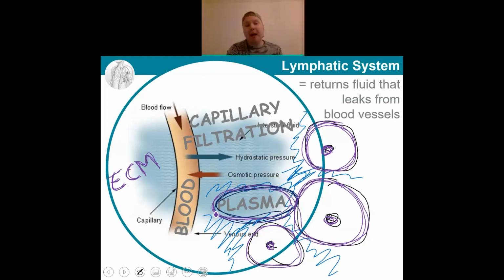And this empty space is filled with plasma. So it is plasma of the blood that escapes. It's not going to be red blood cells. It's not going to be white blood cells. It's not going to be platelets. What escapes with the hydrostatic pressure is going to be plasma of the blood that ends up leaving from the blood vessels.